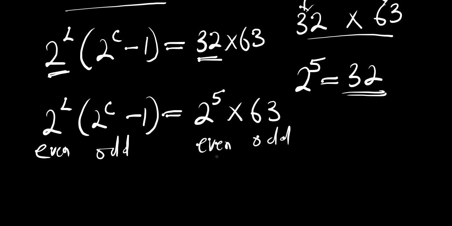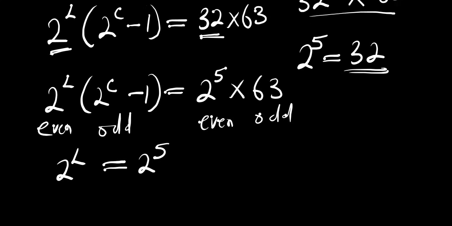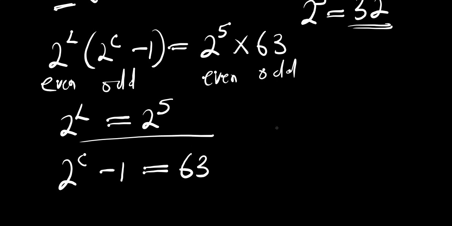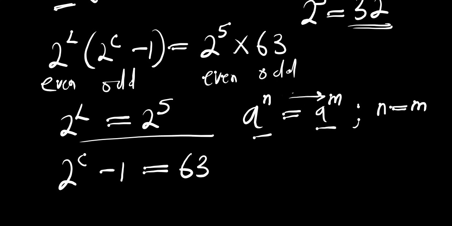So let's go ahead and compare even to even. That means we are going to have 2 power L equals 2 power 5. And let's also compare odd to odd. We are going to have 2 power C minus 1 equals 63. So if we have this first equation here, if you have a power n equals a power m, that means you are going to have n equals m. Because the bases are the same, you compare the exponents. So here the bases are the same, we are going to compare the exponent. That means our L equals 5.